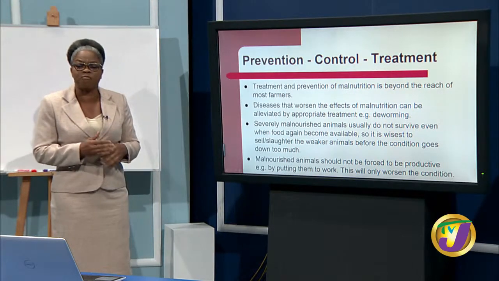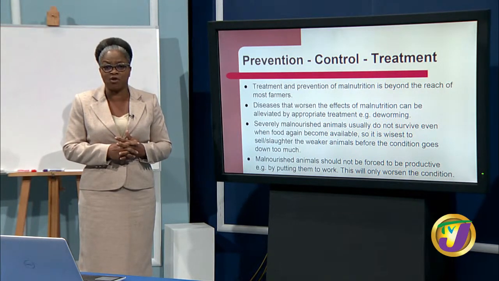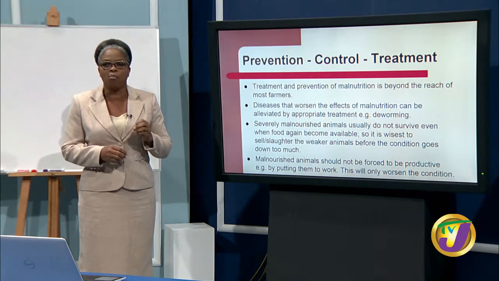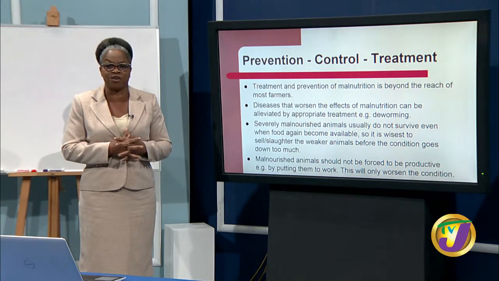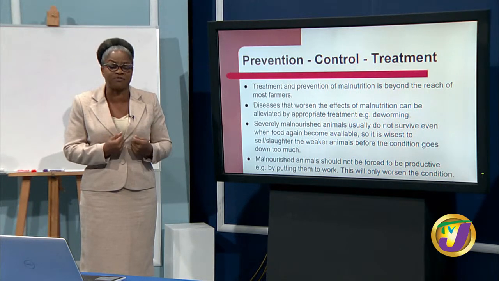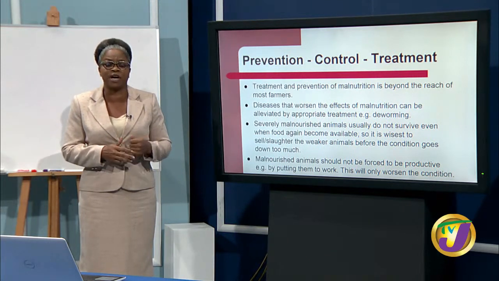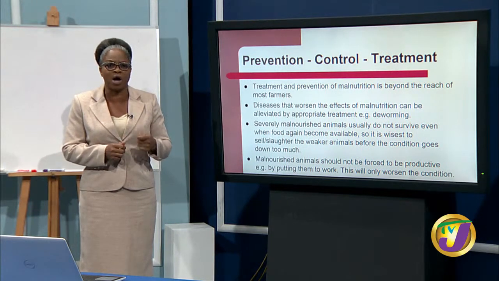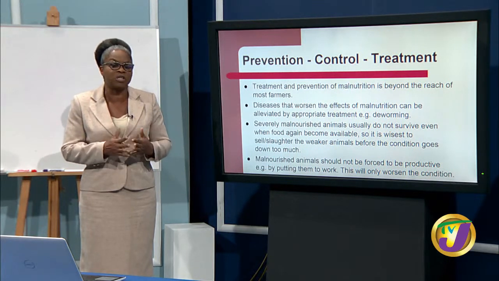Now, in terms of prevention, control, and treatment, once the animal becomes malnourished, that means lacking what we call the essential nutrients, for example, carbohydrates and protein, most small farmers are not able to correct this. This is beyond their reach. And so I encourage farmers, and even us as practitioners of agriculture, to ensure that our animals never reach that stage of malnutrition. Because once malnutrition sets in, it's very difficult to correct it.